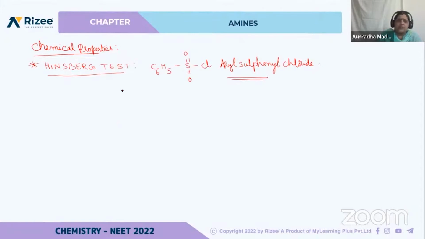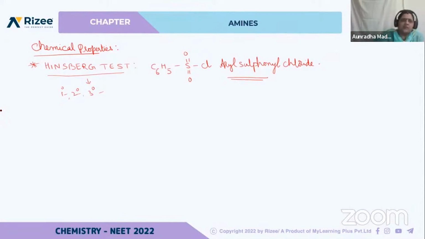So what is the purpose of conducting this test? This is the best test to distinguish between primary, secondary and tertiary amines. With the same reagent, the primary amine is going to act in some way, the secondary one in some other way, and the tertiary one in some other way. So basically we can use this to differentiate between these three sorts of amines.